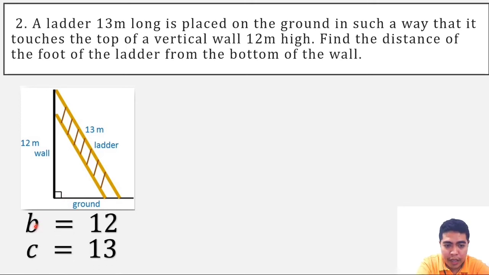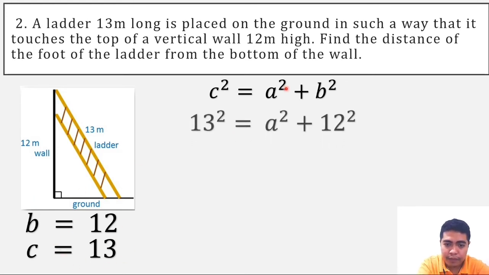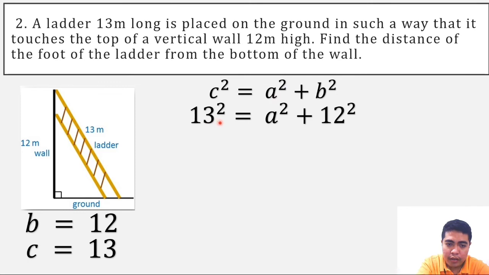Now if B is 12 and C is 13, using the Pythagorean formula c squared is equal to a squared plus b squared, we substitute the given values: 13 squared, because c is 13, is equal to a squared plus 12 squared. So 13 squared is equal to 169 and 12 squared is 144.